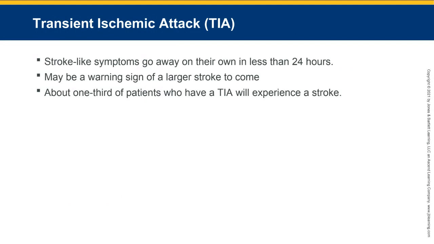Now, a TIA, transient ischemic attack. The word transient means passing through. Transient ischemic. Ischemia is reduction in blood flow. So there is a temporary reduction in blood flow to the brain. That's basically what a transient ischemic attack is.